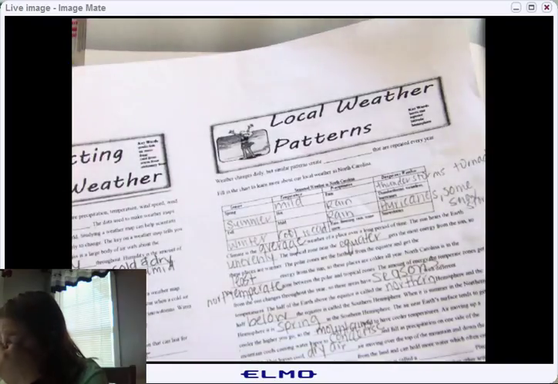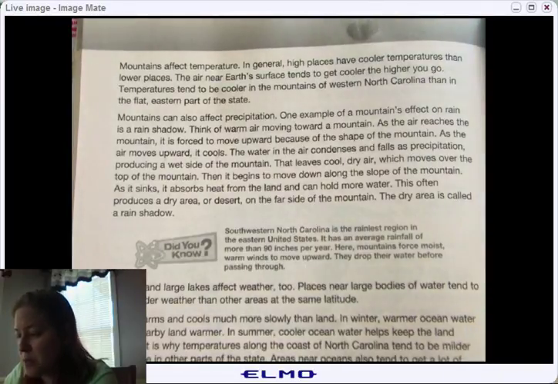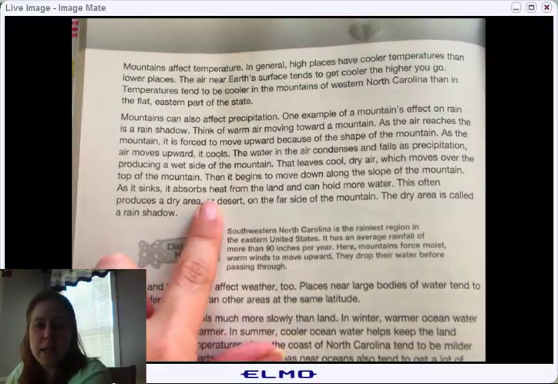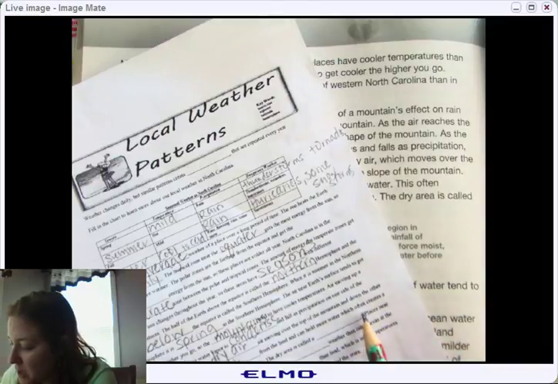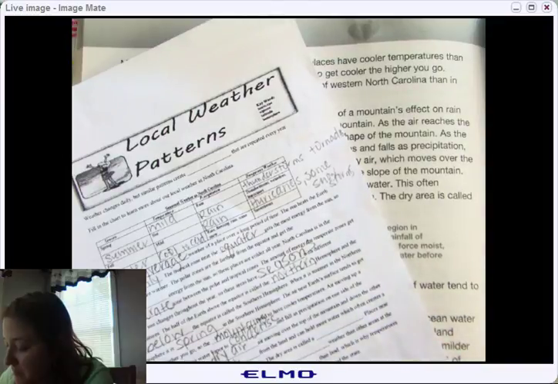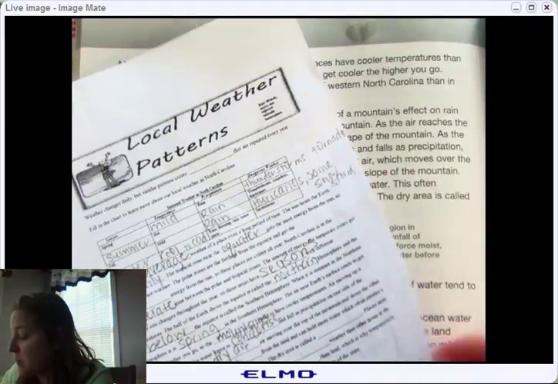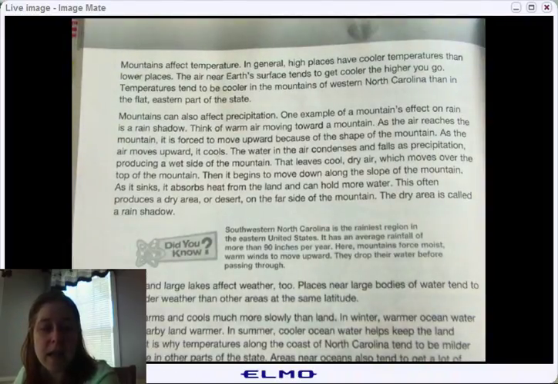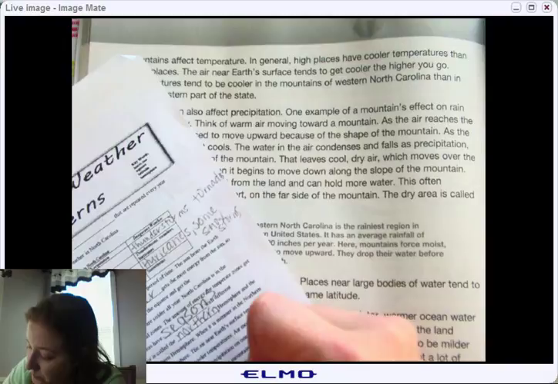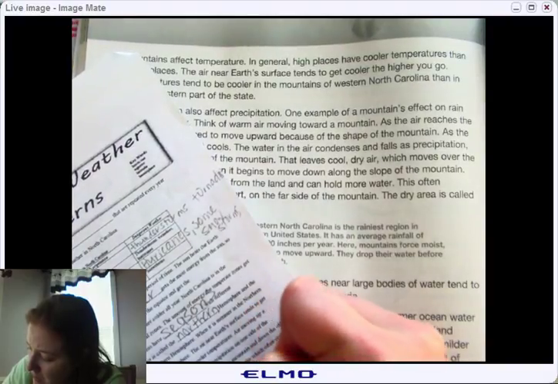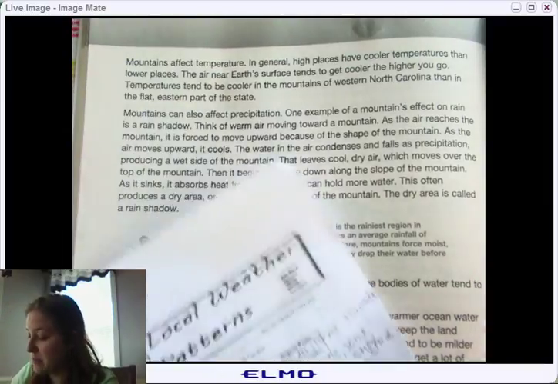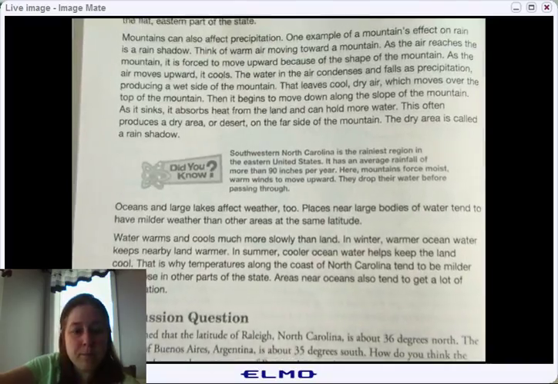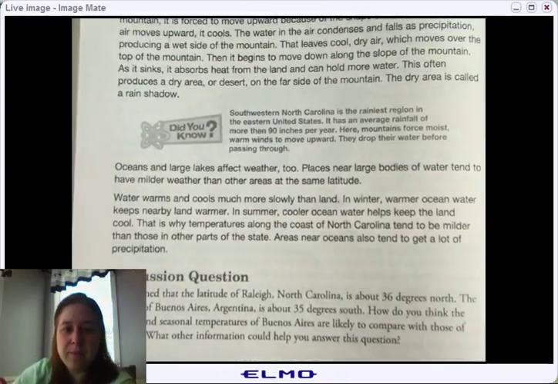So over here, as it sinks, what does it absorb? It absorbs heat from the land and can hold more water, which often creates a dry area or desert on the far side of the mountain. The dry area is called, what do we call the dry area? Last line, rain shadow. Places near large bodies of water like oceans and lakes tend to have blank weather. So we have a little less than 2 paragraphs left to read.